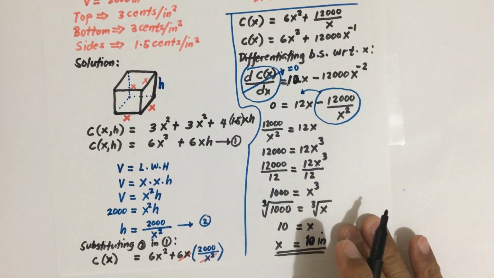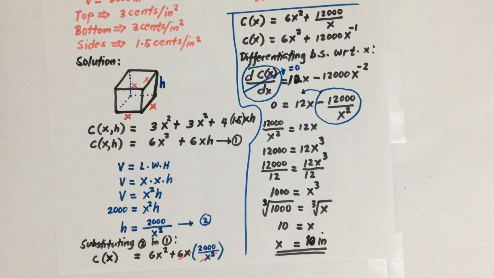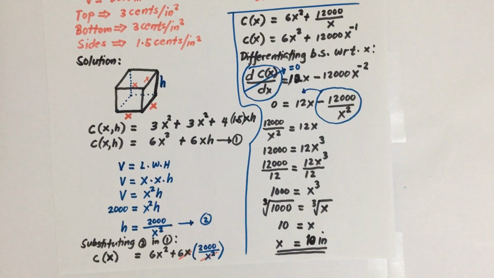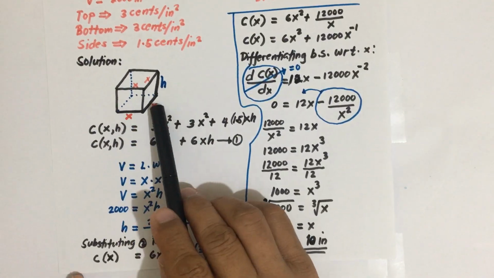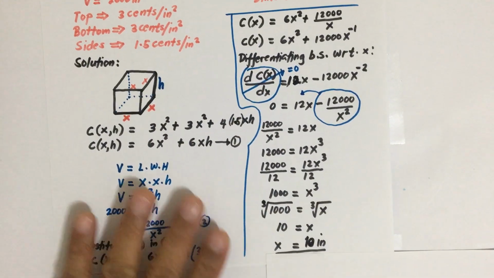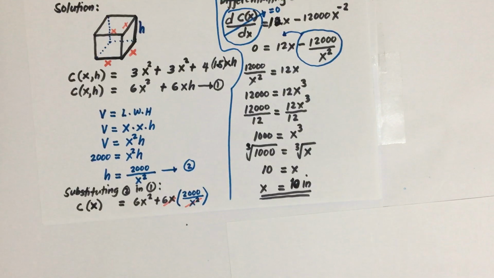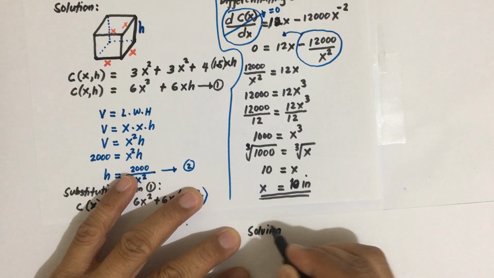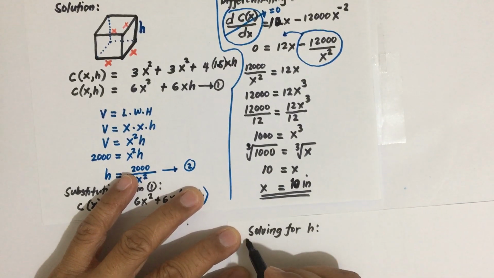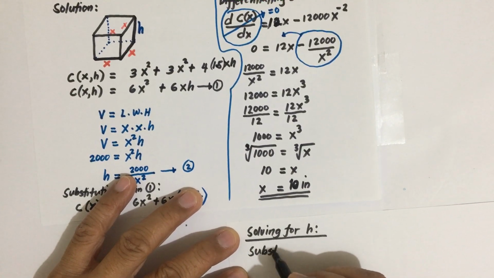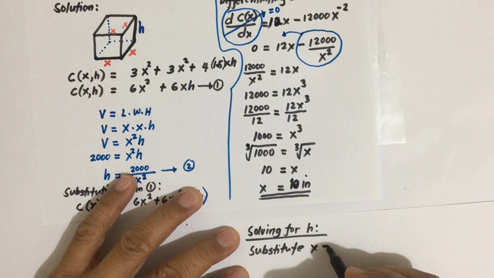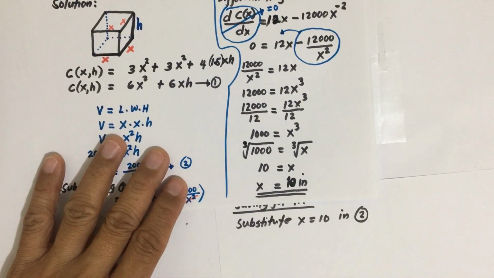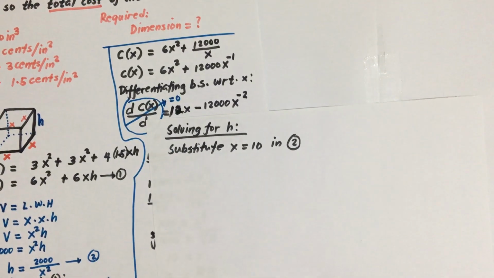Okay, now after solving for x, we can solve for h, because we are asked to solve for the dimensions of the box. So we substitute x equal to 10 in our equation 2. Alright, so what is our equation 2?